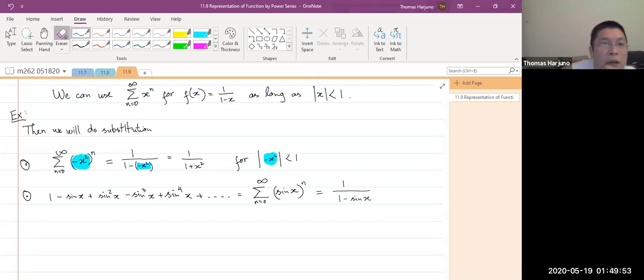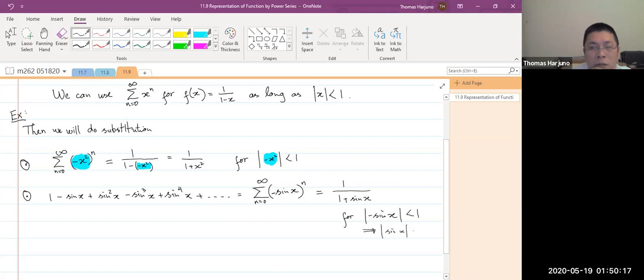My bad, I missed a negative sign here, is it right? So it becomes 1 minus negative sine x, for the absolute value of negative sine x less than 1, or basically saying the absolute value of sine x is less than 1. Okay. And we have more. Another example.